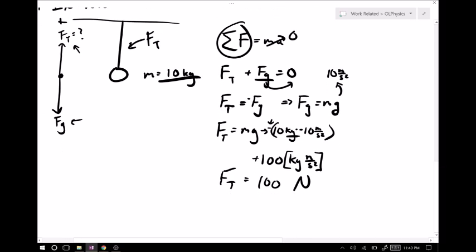So tension is not something where you have an equation. Usually you look at the whole problem and then you solve for tension that way. But tension has to do with that stretchy force.